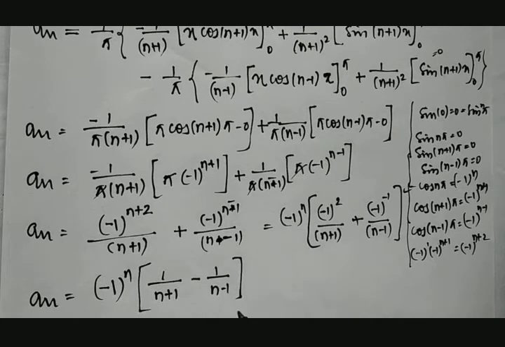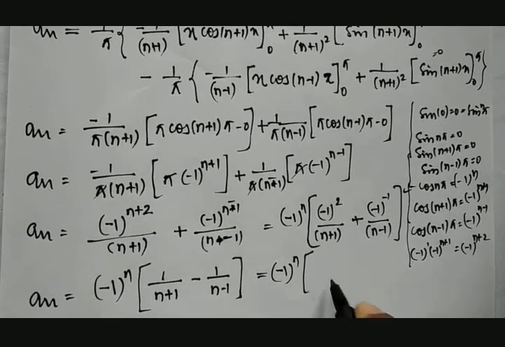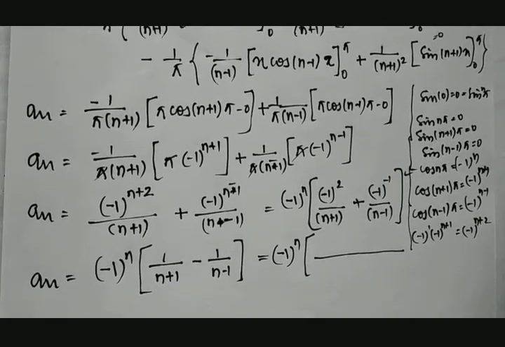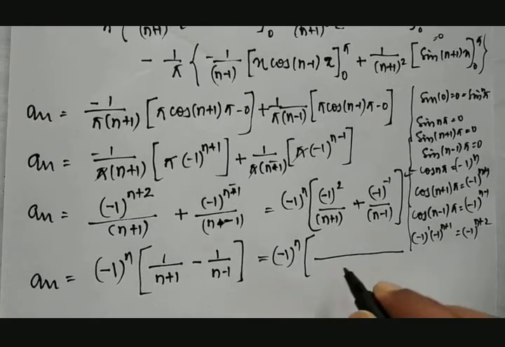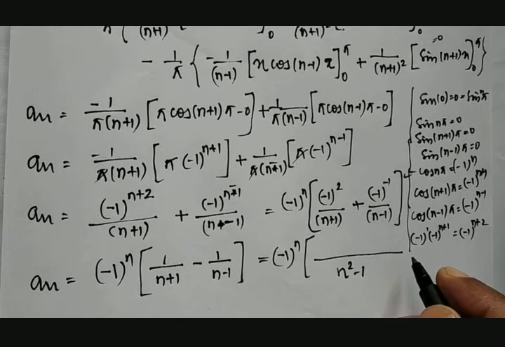Fine. Which is again, if you take its LCM, then it is minus 1 raised to n into, then (n plus 1) into (n minus 1). It is like (a plus b) into (a minus b), that is equal to a square minus b square. So it becomes n square minus 1 square, means n square minus 1.